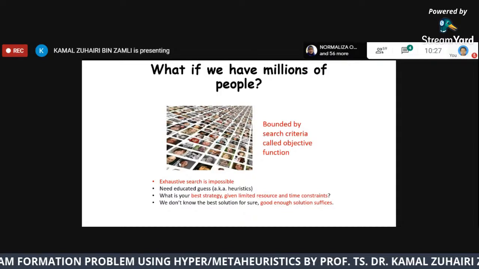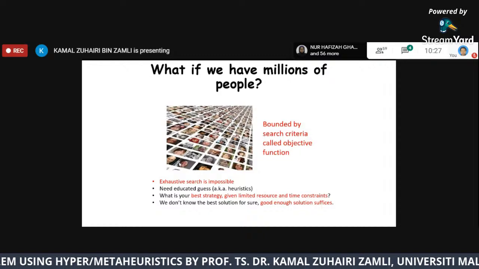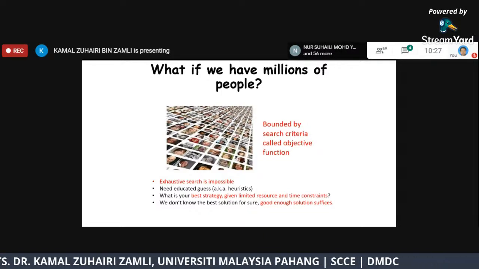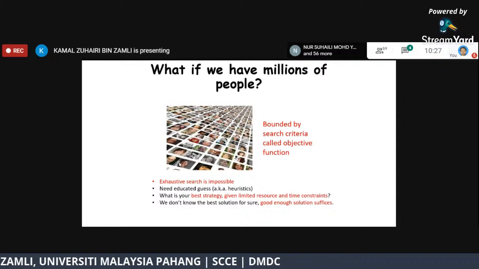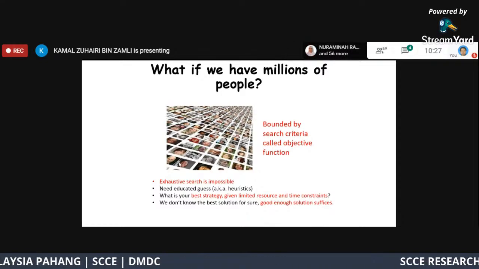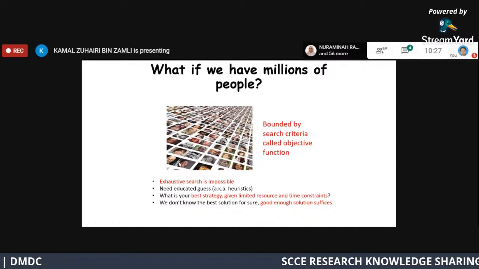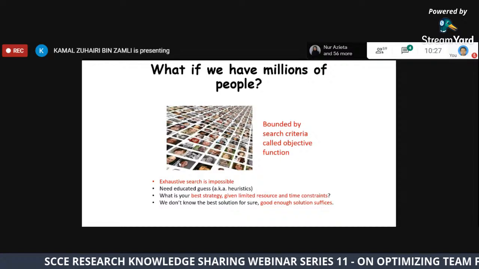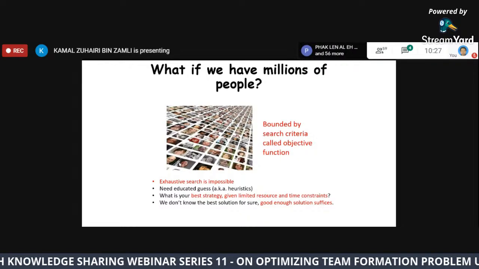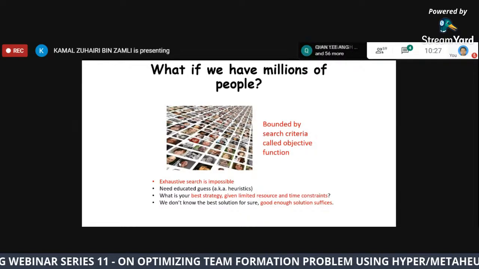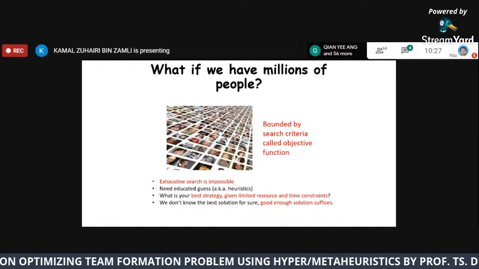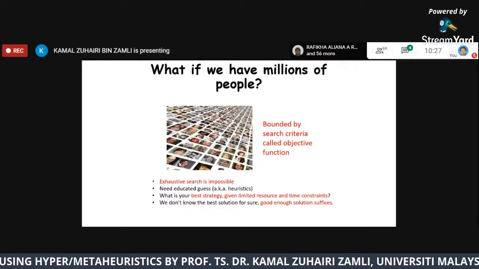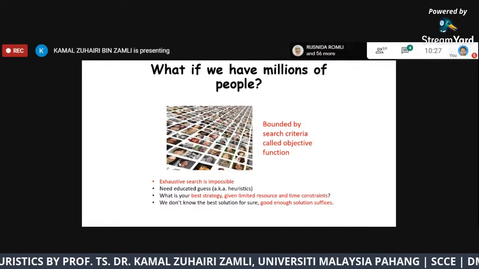So you need to give an educated guess. Basically you need a strategy given limited resources and time constraints, and you don't know the best solution for sure because there are too many, in the millions. So you can have a good enough solution. In other words, you can form a team with a good enough solution. This team may not be the most optimal, but you know that this is the best solution that you can get. So this is the idea of having a good enough solution.